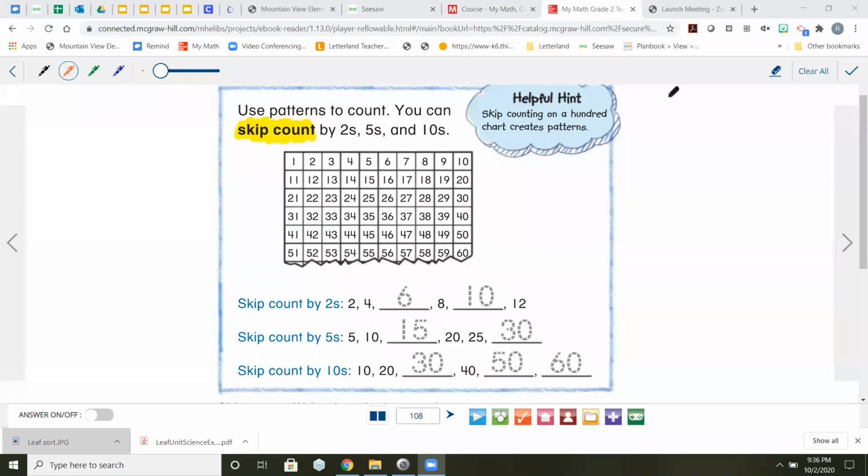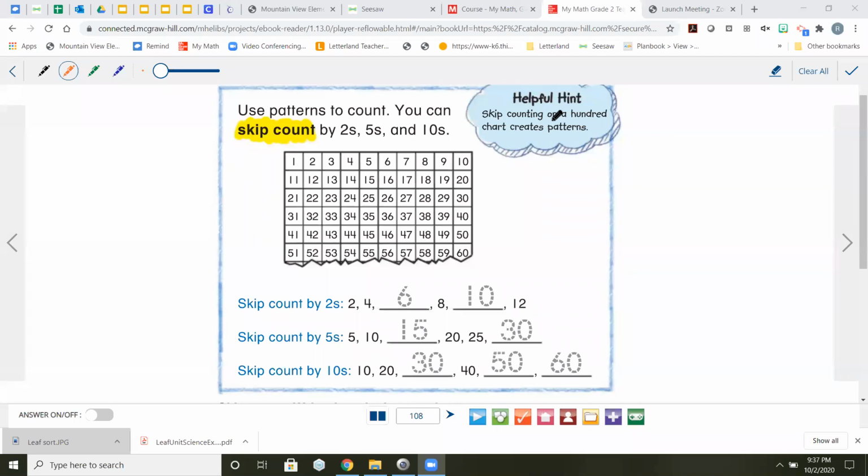Okay, today we're going to look in math on page 108. So if you don't have your book right now, you need to get your My Math book and go to page 108. And with this lesson, we're going to use patterns to count. You can skip count by 2s, 5s, and 10s. And our helpful hint for today is skip counting on a hundreds chart creates patterns.